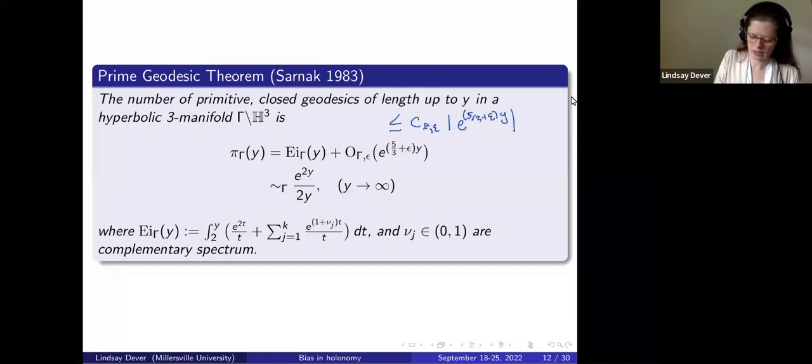Okay, so this is an error term that's less than or equal to a constant times our exponential. And then this whole thing together is asymptotic to e to the 2y over 2y.